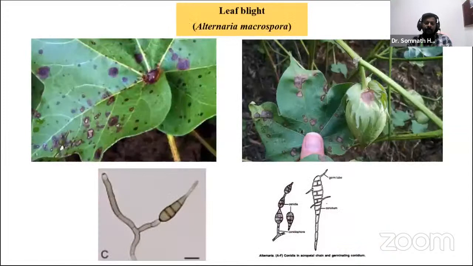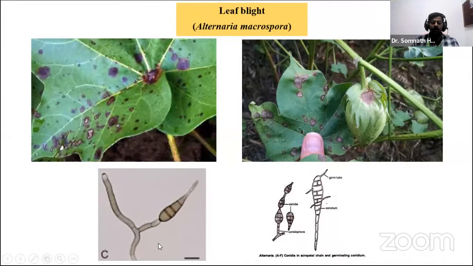Leaf blight in cotton is caused by Alternaria. The basic important symptom of Alternaria is conspicuous ring spots appearing on the infected plant parts, either the boll, the leaves, or the stem. These ring spots are formed by Alternaria. These are the conspicuous ring spots caused by Alternaria macrospora.